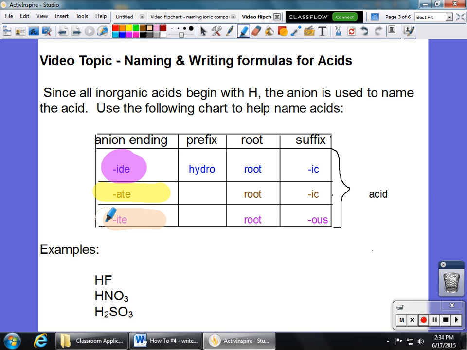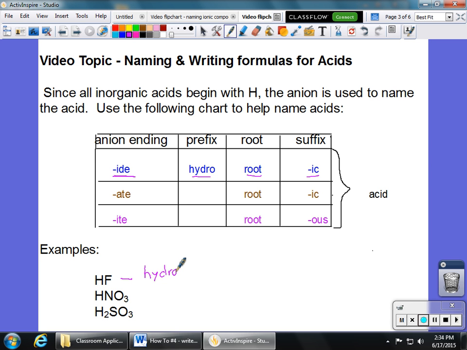And if it ends in ITE, you then have to use the root word followed by OUS. So if you can identify what that anion happens to be, you'll be very successful in naming acids because you know their formulas all start with H. So let's look at the first one, HF. There's only two elements, so just like in ionic compounds, we know it would end in IDE. This happens to be the ion fluoride. And so if this is fluoride, IDE makes it hydrofluoric acid.